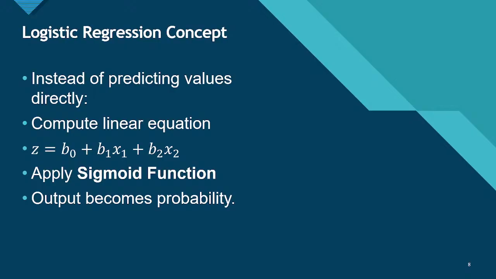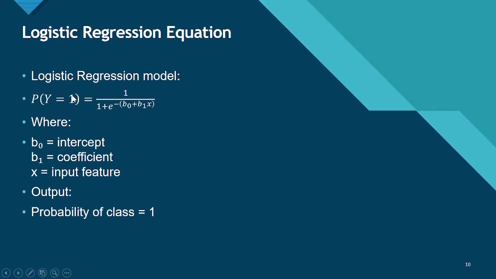P(y=1) = 1 / (1 + e^-(b0 + b1x)). There is the logistic regression concept. We will see the sigmoid function and the logistic regression equation. The logistic regression model: p = P(y=1) = 1 upon 1 plus e to the minus (b0 + b1x), where b0 is the intercept, b1 is the coefficient, and x is the input. The output is the probability that the class equals 1.